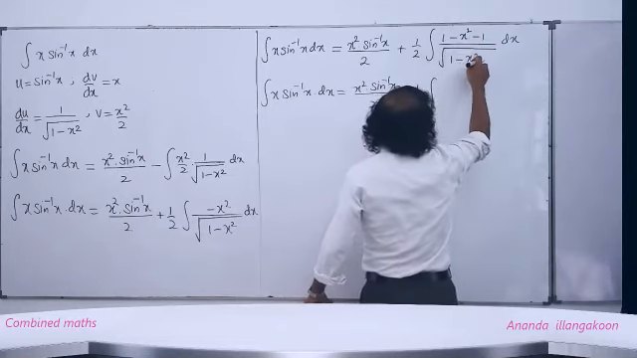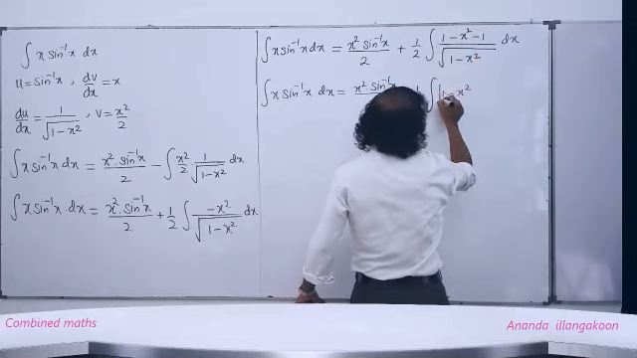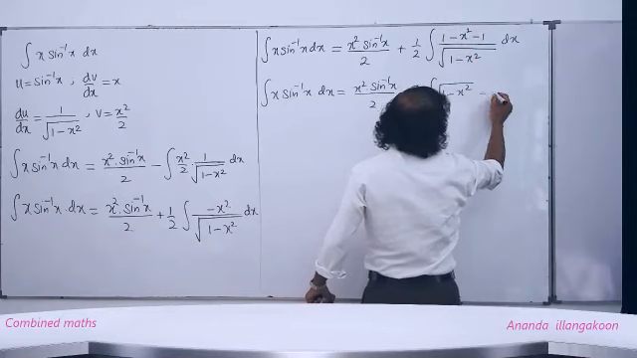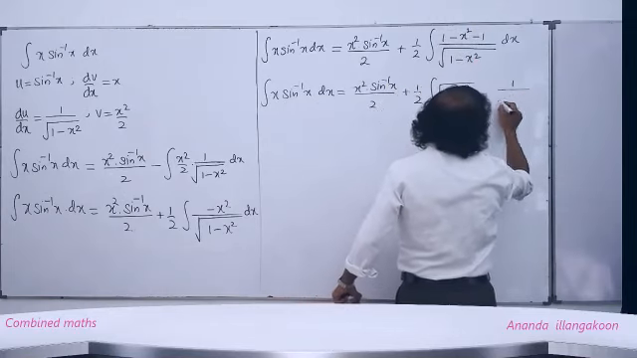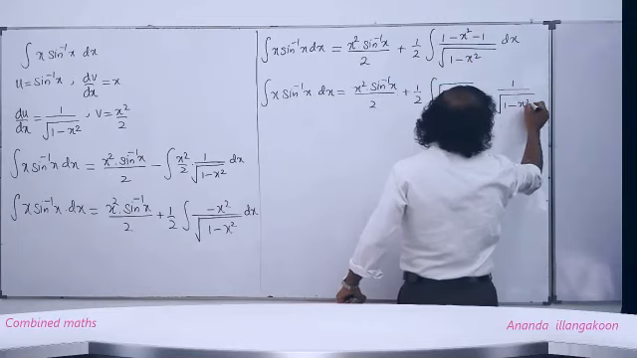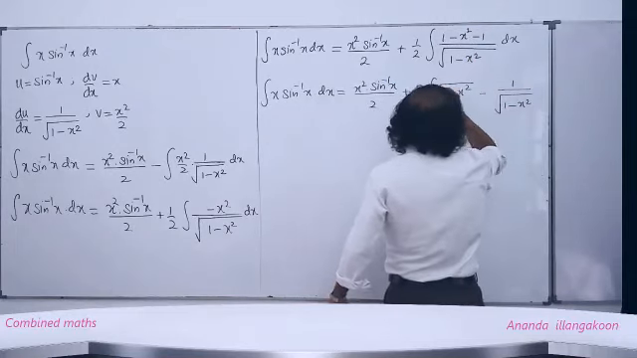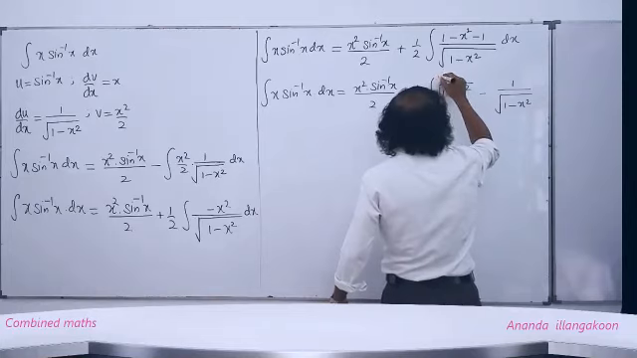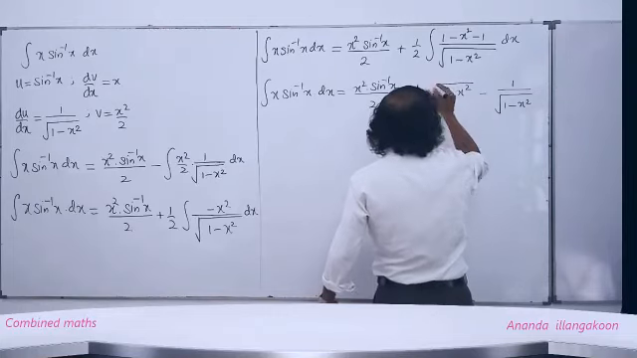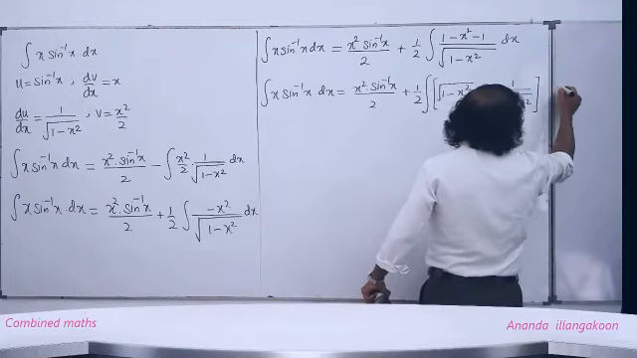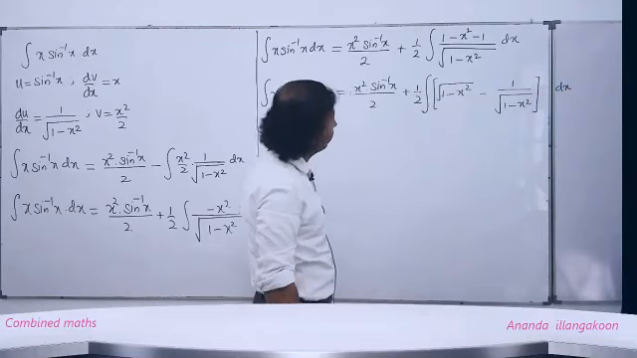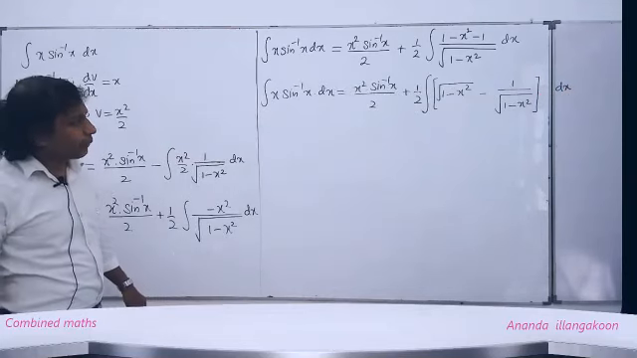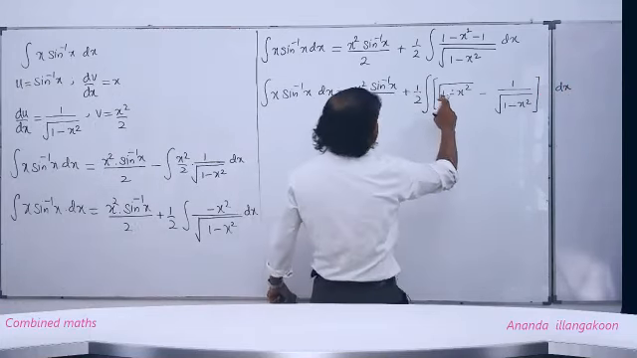Now we divide this one by this. 1 minus x squared divided by its root means the square root of 1 minus x squared, minus 1 upon this. We get dx like this. Okay, now people, we can integrate this and this separately.